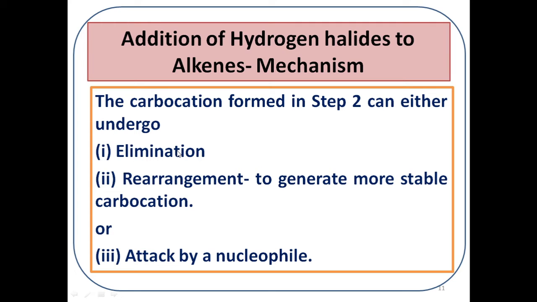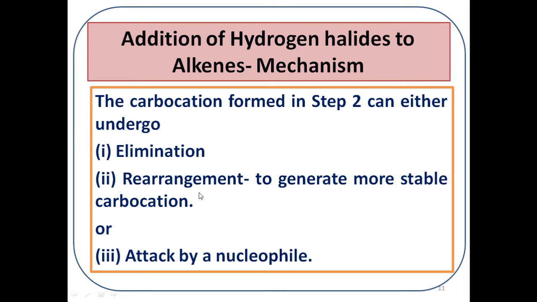When a carbocation is formed, it can undergo beta elimination to give an alkene, which we have already discussed in the case of elimination reaction. And when a carbocation is formed, it can undergo rearrangement to give a more stable carbocation.